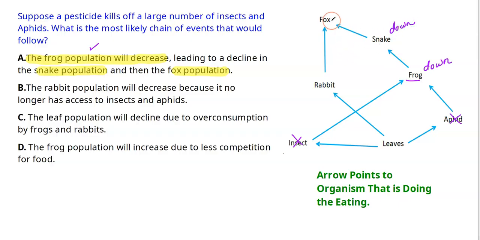And let's see. The snake gives energy to the fox, i.e. the fox eats the snake, so there's less snakes. Therefore, the fox has less food to eat as well, so the fox population would go down. So yes, the snake and fox population would go down as well. A is my answer. You can move on and go through each one of these, B, C, and D, and see why they are not true.